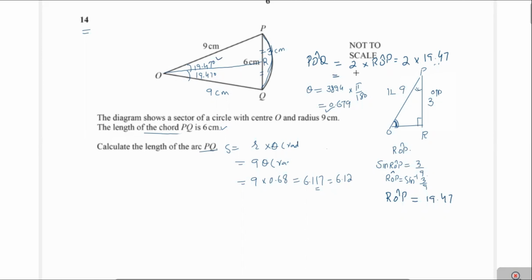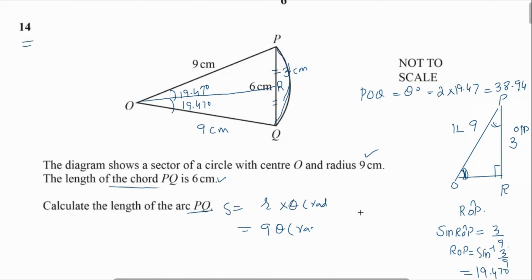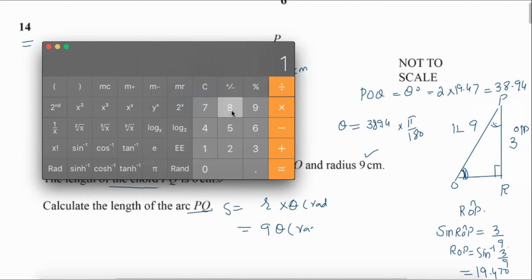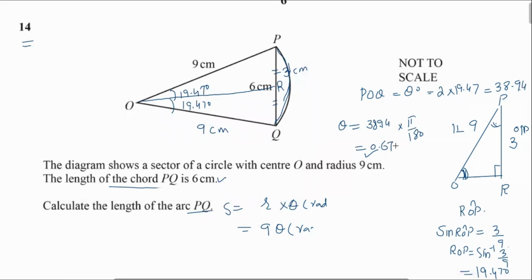Therefore, that value will be equal to 38.94. This is the angle POQ. We convert into radian, therefore theta will be equal to 38.94 multiplied by pi over 180. Now you see here, multiply pi divided by 180, that's equal to 0.6979. Now you can write 0.6979, that's equal to 0.68.